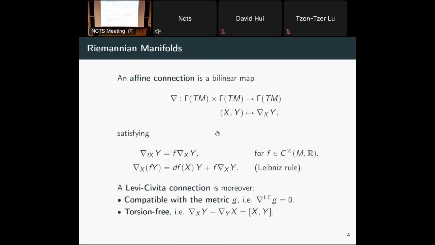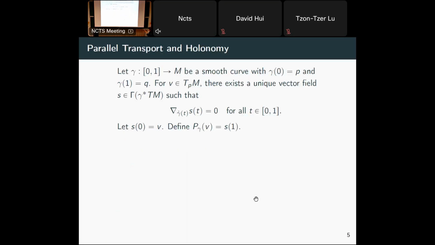Right. So a Levi-Civita connection is something more. So look at this relation. This one. It's a very important one. It will come up again and again. So the compatibility with the metric. So that's the Levi-Civita connection defined on your tangent bundle.